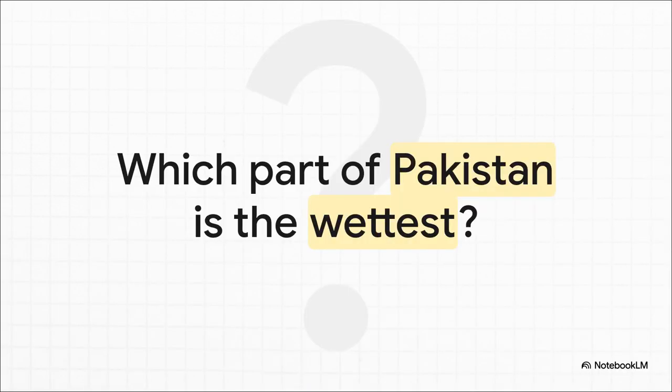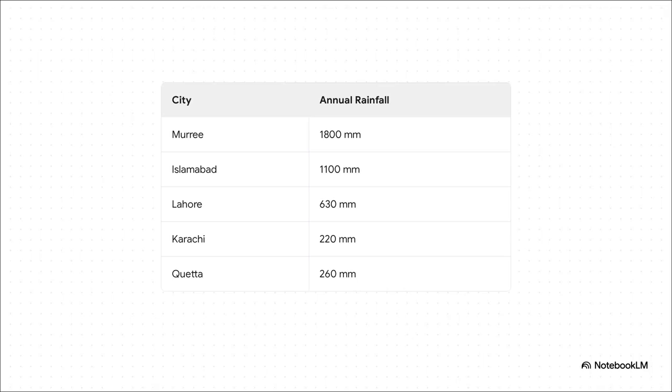To get our brains warmed up, I want to kick things off with a super simple geography question. Imagine I asked you right now, which part of Pakistan is the wettest? How would you actually figure that out? If I just handed you a giant list of numbers, your brain would have to do some pretty serious mental gymnastics. For instance, if you're given a standard data table like this, your brain has to work incredibly hard.